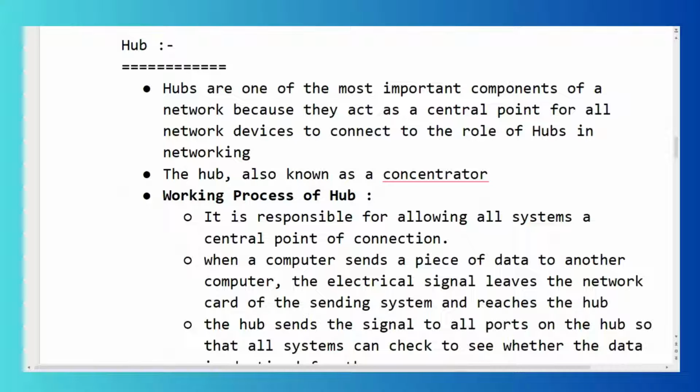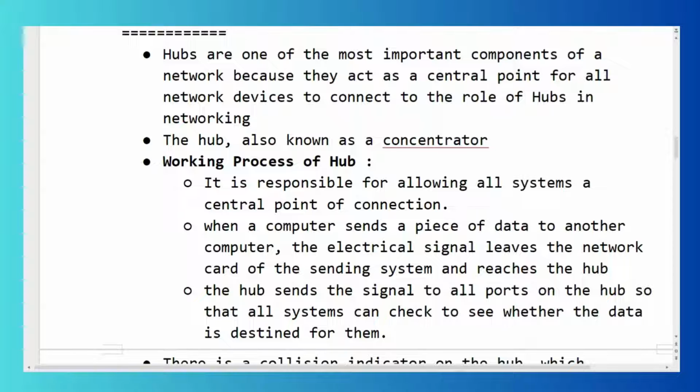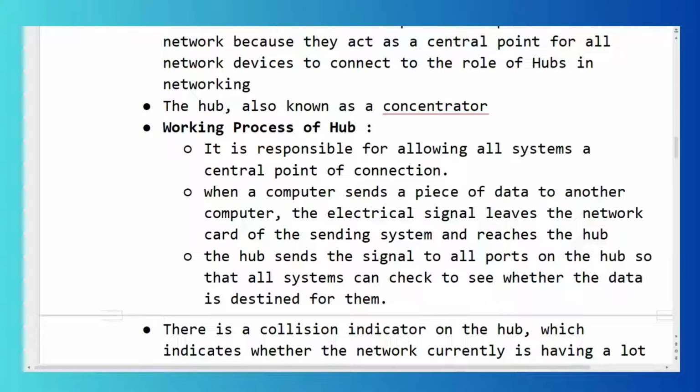then hub. Hubs are one of the most important components of a network because they act as a central point for all network devices. The hub, also known as a concentrator, is responsible for allowing all systems a central point of connection. When a computer sends a piece of data to another computer, the electrical signal leaves the network card of the sending system and reaches the hub.